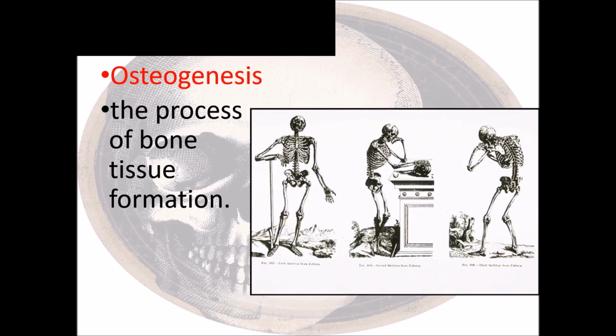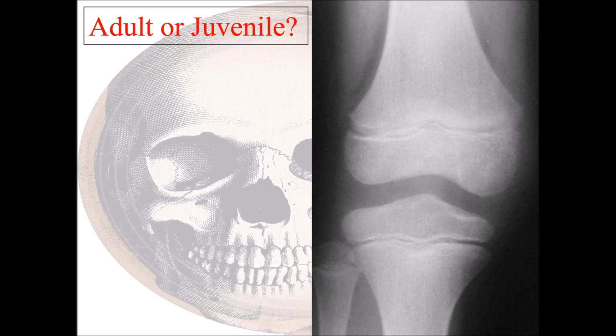Osteogenesis. What is osteogenesis? Well, osteo means bone. Genesis means the process of growth or creation. In other words, what we're talking about is the process of bone tissue formation. So that's where we're going to go next. We're going to talk about how bone grows, changes, and reacts. What we're talking about is how you can tell the difference between an adult and a juvenile or non-adult bone. And it also illustrates how these bones grow.